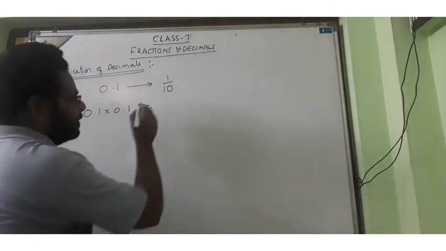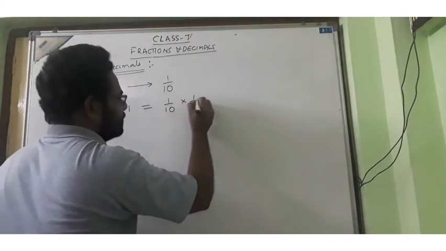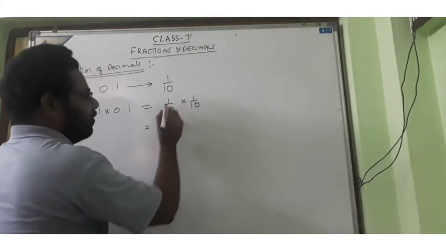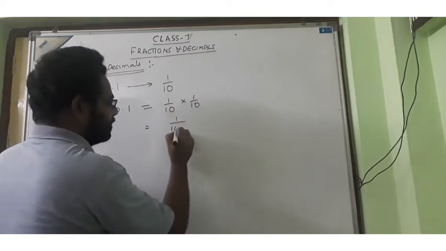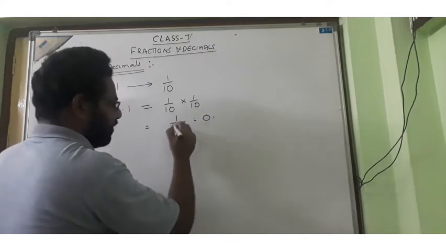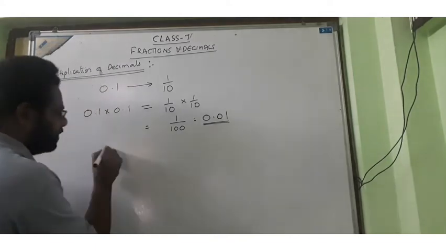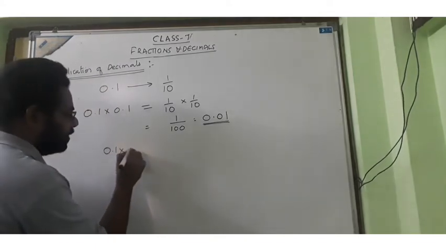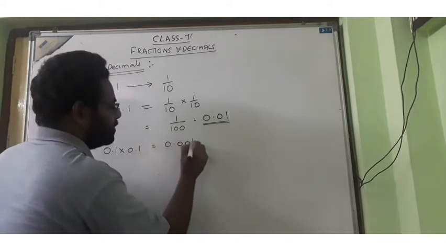How will we do it? 0.1 means, as I already told you, 1 by 10, into the second one also 1 by 10. 1 by 10 into 1 by 10 means 1 into 1 is 1, and 10 into 10 is 100. 1 by 100 is in the fractional form. This can be written in the decimal form as 0.01. So finally we can write 0.1 into 0.1 is equal to 0.01.